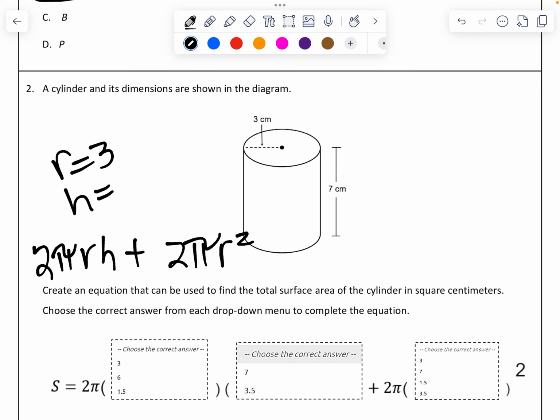And when I look down here, it tells me I'm going to choose from the drop-down menu. Well, it has the beginning of the formulas. So it says surface area equals 2 times pi, and it wants you to put in the rest. So the radius we said is 3, the height we said is 7, and that would be plus 2 times pi, and again it's the radius of 3 squared.